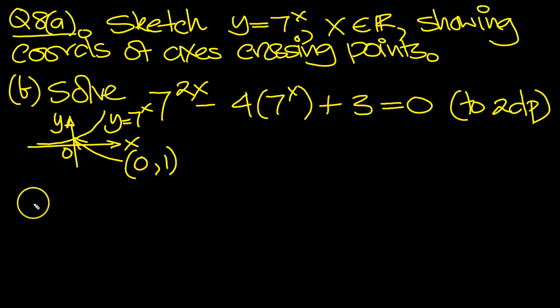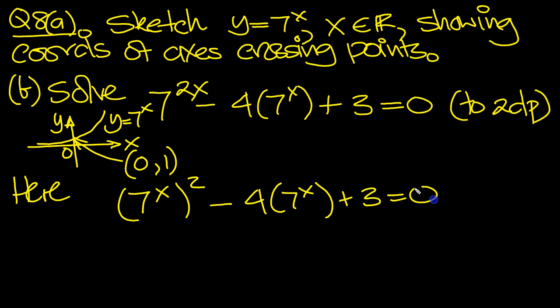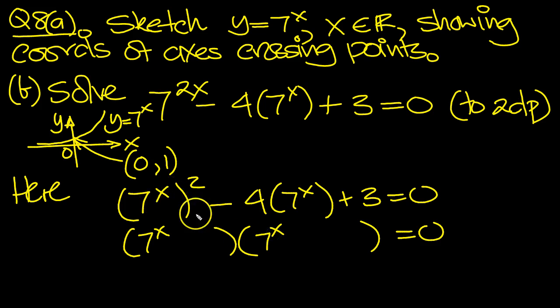Part B, here, we've simply got a quadratic using the properties of indices. We can write 7 to the 2x as 7 to the x squared, using the power rule. Now this is a quadratic in 7 to the x, isn't it? So we can simply factorize it, hopefully, and see what we get. Here we'll have 7 to the x times another 7 to the x. And then we've got 3, so it has to be 3 and 1. And we've got minus 4, so that has to be a minus and a minus.